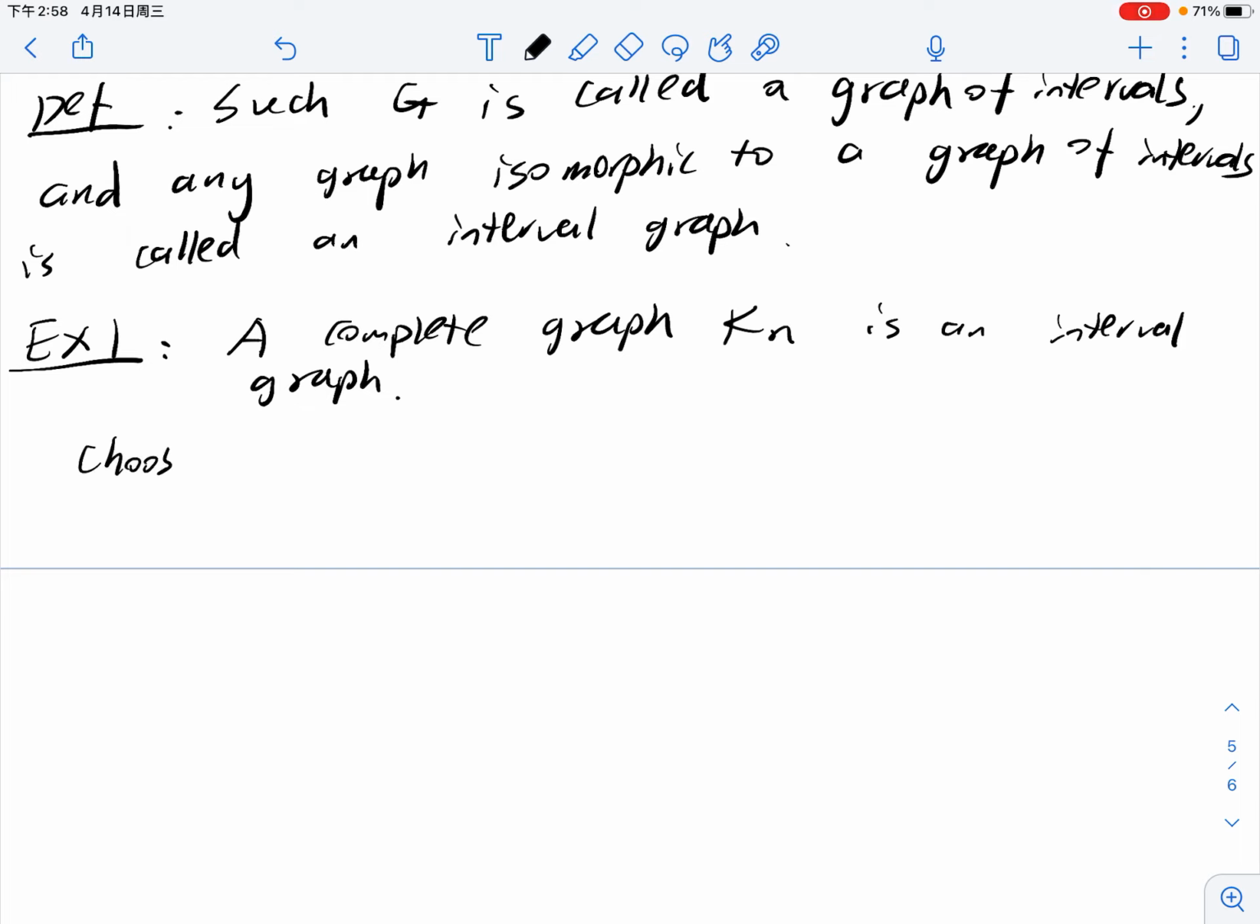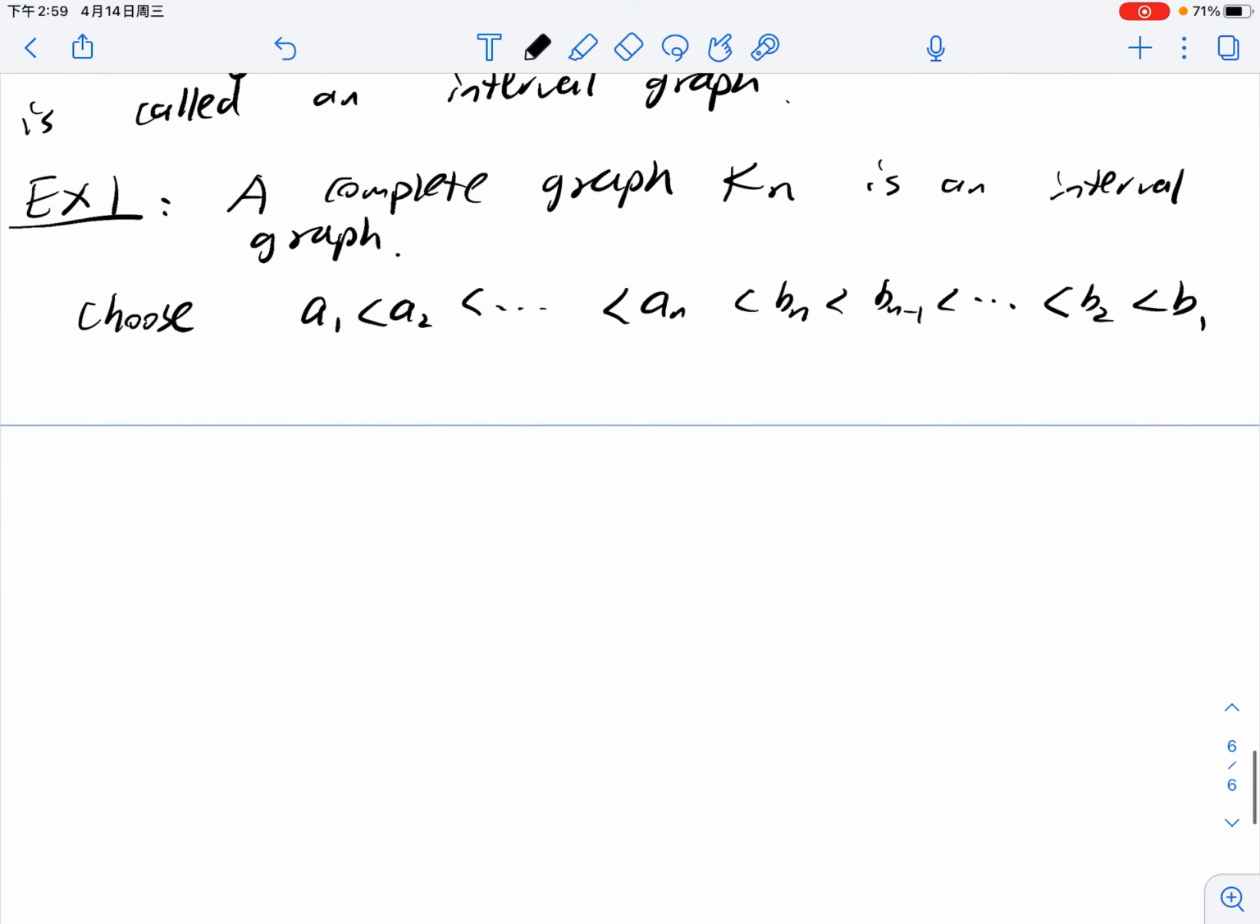We can choose to realize it. We can choose A1 less than A2 less than all the way to AN less than BN less than BN minus 1 less than all the way to B1. You might have some other ways to realize this relation. It's not unique.